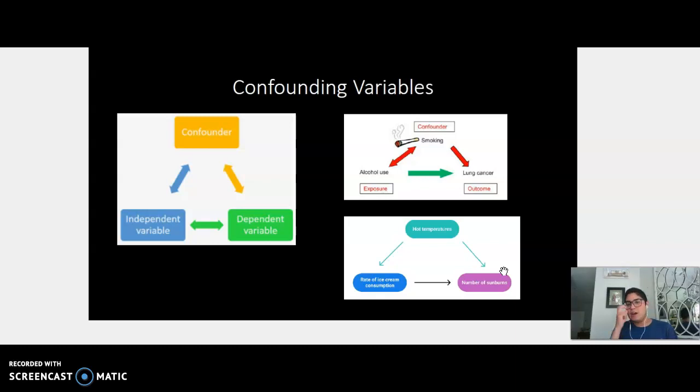Or perhaps we're looking at the effects of alcohol use on lung cancer, but maybe people who identify as alcoholics are also chain smokers. And so now I'm not sure which one has a greater influence on the lung cancer. Is it the alcohol use or is it the smoking? Well, I'm not quite sure because there might be a giant overlap between these 2 groups. So those are the ideas there.